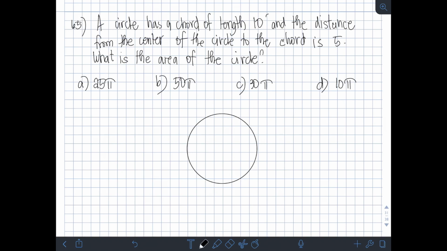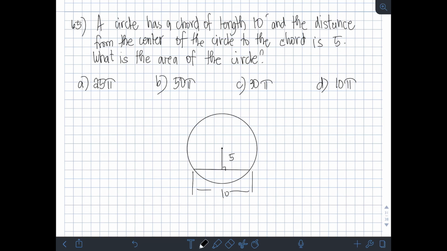So, let's say, ito yung chord na yon. Tapos, yung length niya raw is 10 units. And the distance from the center of the circle to the chord is 5. So, let's say, ito yung center. Tapos, yung distance daw nung center doon sa chord is ito. Perpendicular dapat yon, which is 5. Okay? So, what is the area of the circle?